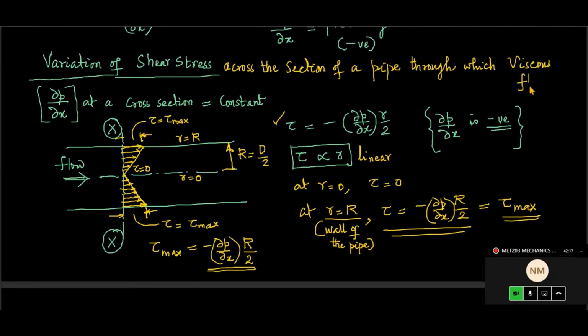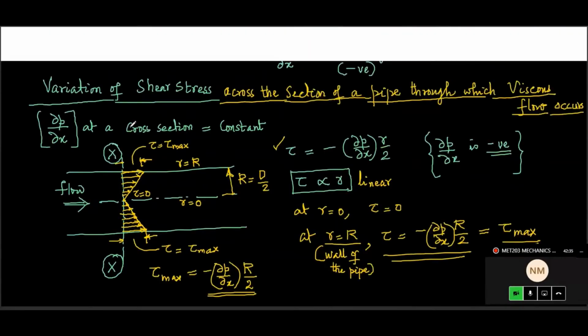Consider that the fluid has a dynamic viscosity mu. So this is the variation of shear stress across the section of the pipe through which viscous flow occurs. That completes the story of variation of shear stress across the pipe. Now we have Newton's law of viscosity. In order to bring the picture of velocity into account, we use Newton's law of viscosity.